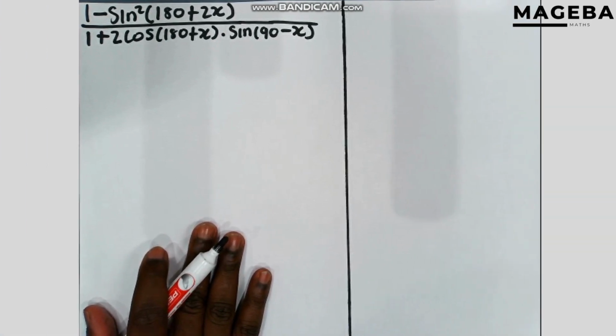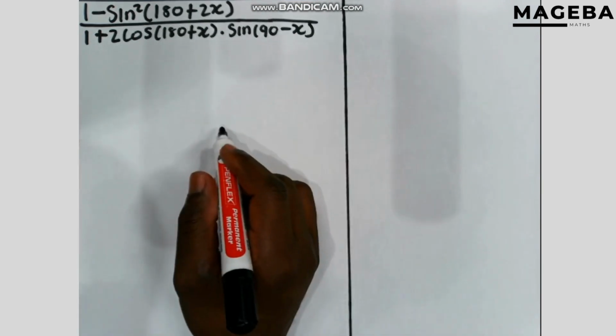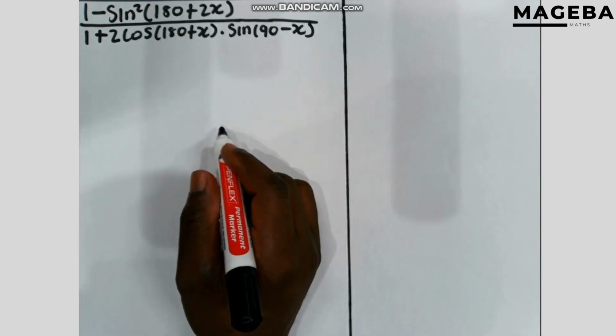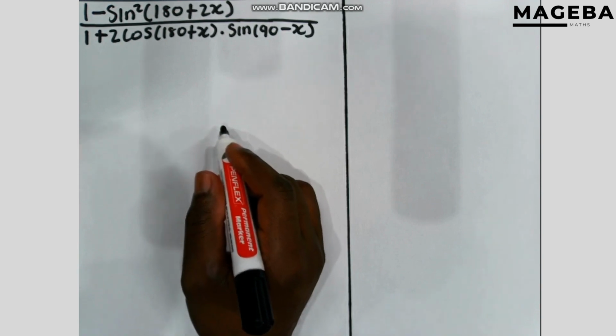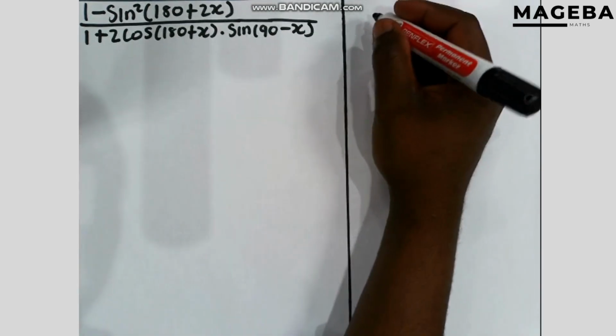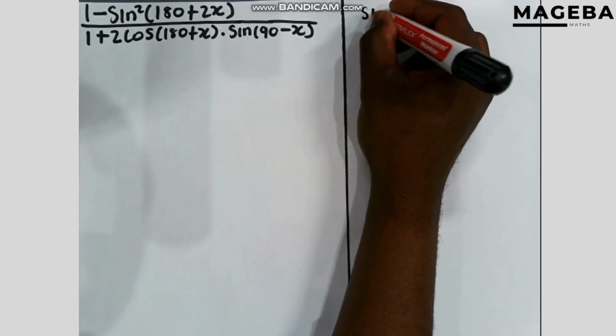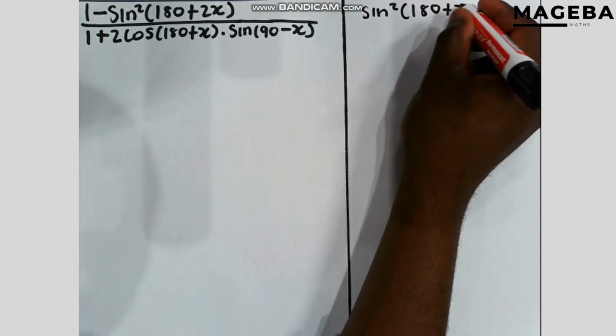Continuing with example number 2. This example says 1 minus sine squared of 180 plus 2x, all over 1 plus 2 cos of 180 plus x times sine of 90 minus x. Here we need to start by simplifying what we have at the top. So we have sine squared of 180 plus 2x.